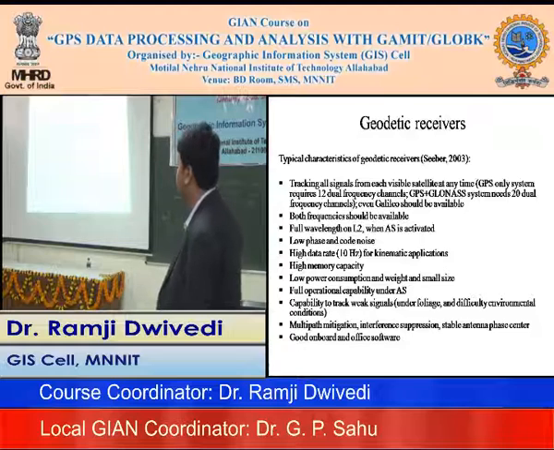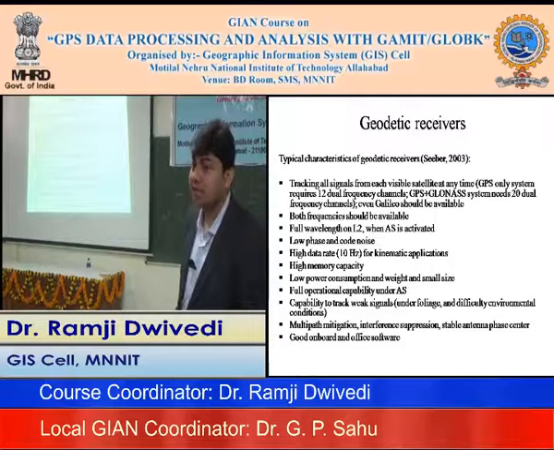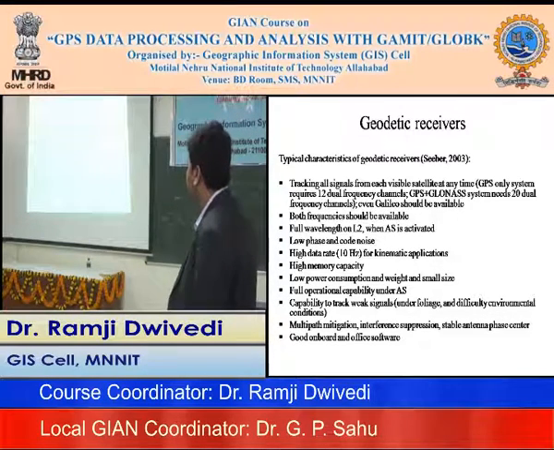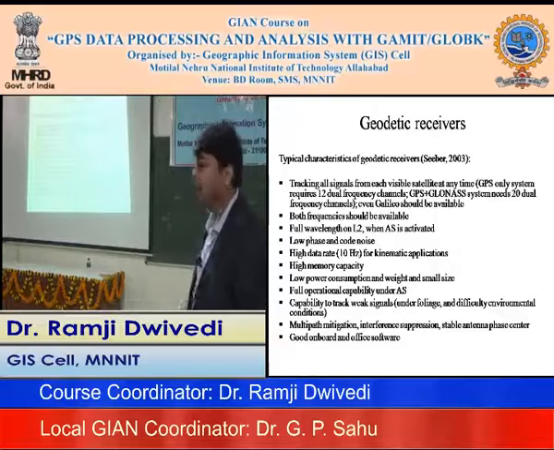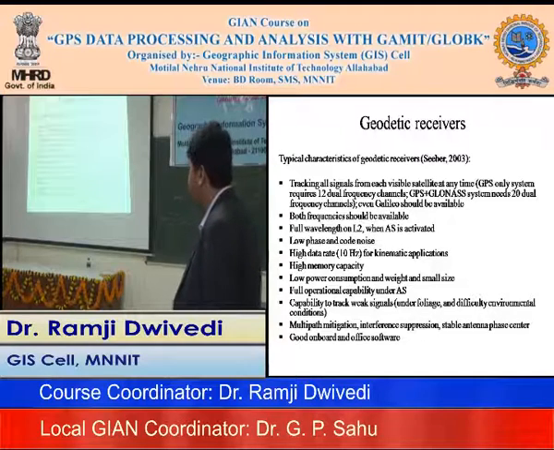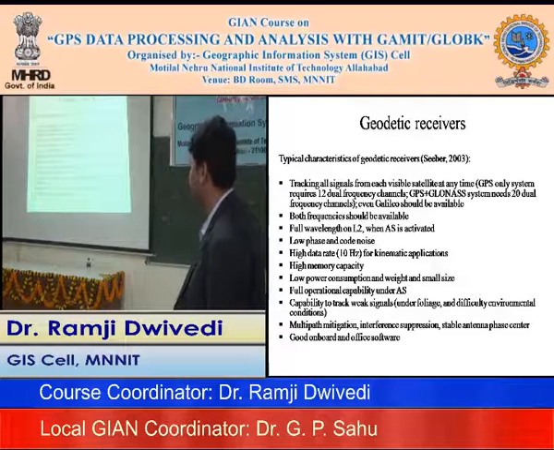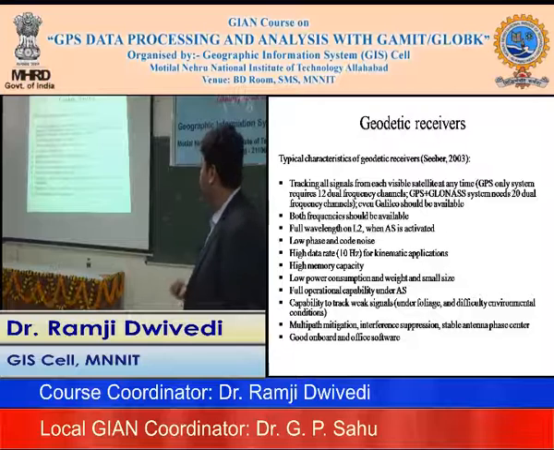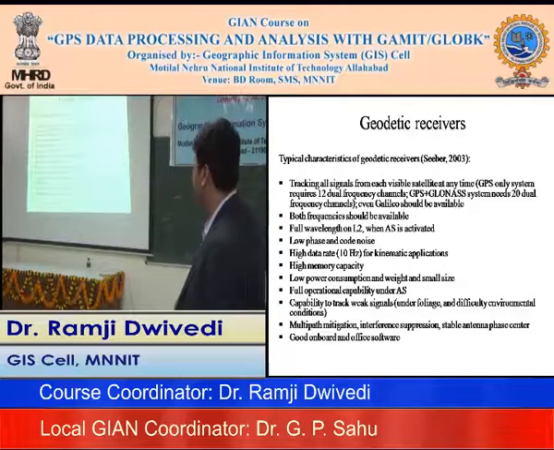The characteristics are that both frequencies should be available. It should track all possible satellite constellations, GPS, GLONASS, Galileo, full wavelength on L2 and AS, low phase and code noise, high data rates. Data rate should be high for kinematic application. You cannot have a 1 hertz data rate for a kinematic application. Nowadays this is also increasing, but the cost is also increasing. High memory capacity, full operation capability, multipath mitigation, good onboard and office software. So these are some of the qualities of a geodetic receiver. But please remember, this is a receiver which we don't have access to in our day-to-day life. We don't work with geodetic quality receivers, isn't it?